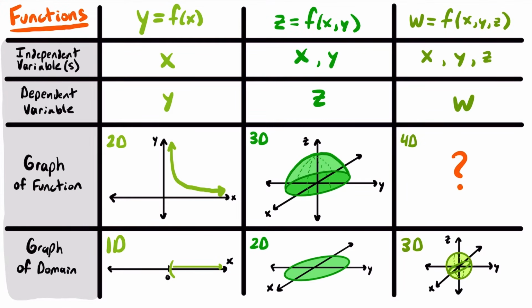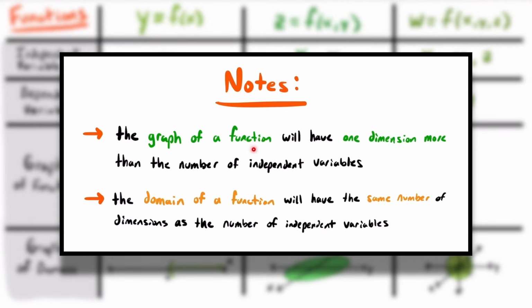But the main points you want to take away here are this. Firstly, the graph of the function will have 1 dimension more than the number of independent variables, right? A function of a single variable had a 2-dimensional graph. A function of 2 independent variables had a 3-dimensional graph, and a function of 3 independent variables would have a 4-dimensional graph. So the graph of the function will always have 1 more dimension than the number of independent variables.